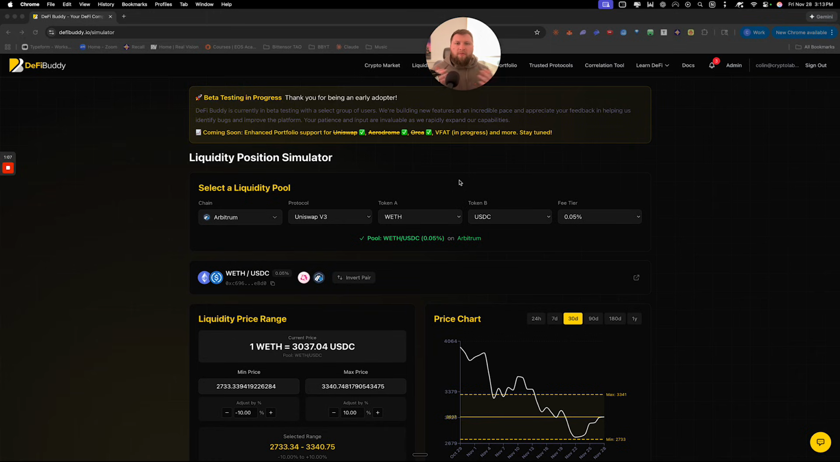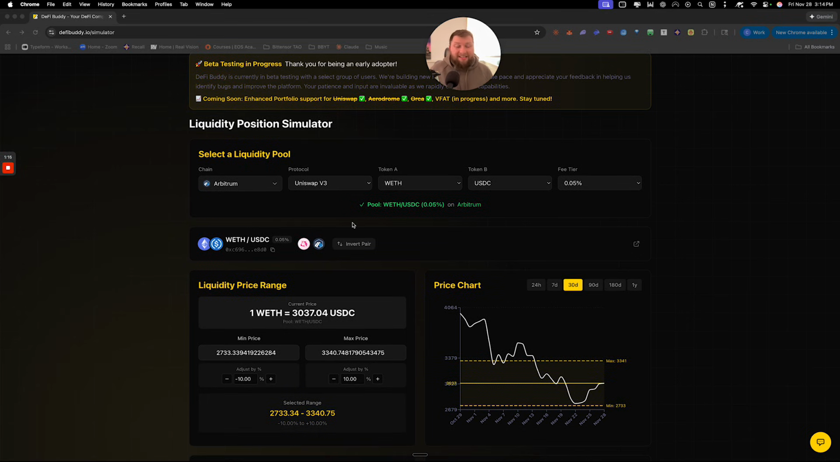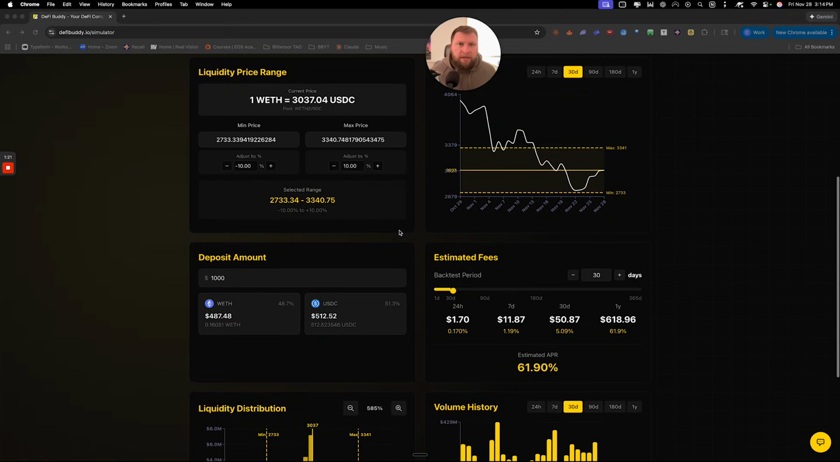This is a perfect one to simulate and see, okay, if I were to deploy capital at a specific range with this amount of capital, backtest it and see how much returns I can expect to get in this pool. Now, one thing to note and really understand is that this backtesting, this estimated fee box right here, is based on previous history. So there's no way of knowing how much we're actually going to earn in the future. We can only look at past data to help us estimate what we can expect moving forward.